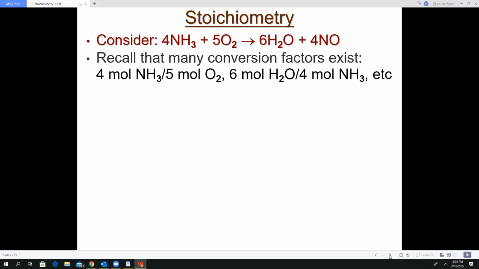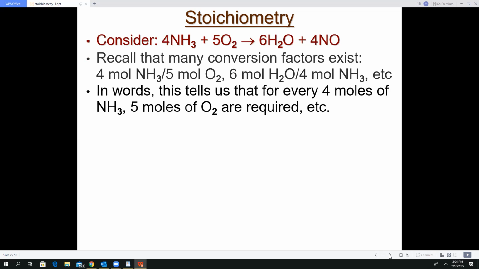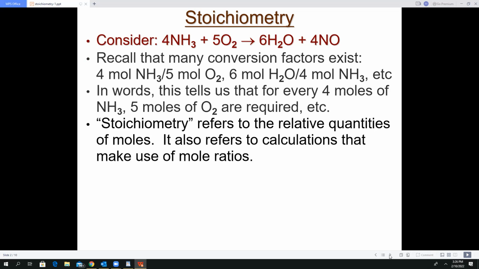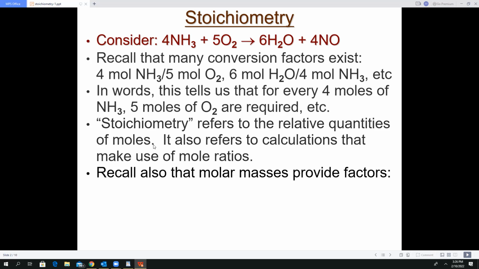You see? And all of these are conversion factors. Every one of them, any combination. So all stoichiometry, like I said, refers to relative quantities of moles. So it's all about that ratio, right? Nothing but ratio. Recall that molar mass provides the factors.